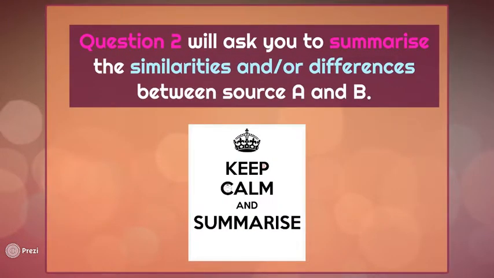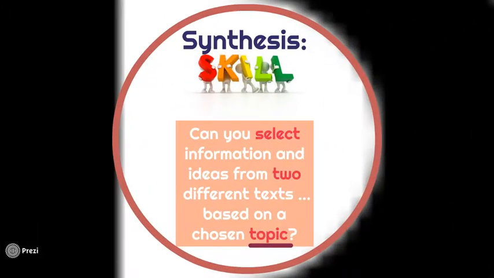Question 2 is going to ask you to summarise the similarities and or differences between Source A and Source B. So essentially, what they're testing here is your ability to synthesise, so the synthesis skill. And all that means is, can you select information from two different texts and draw them together to be able to comment on them and draw parallels between the ideas that have been put forward in those texts?